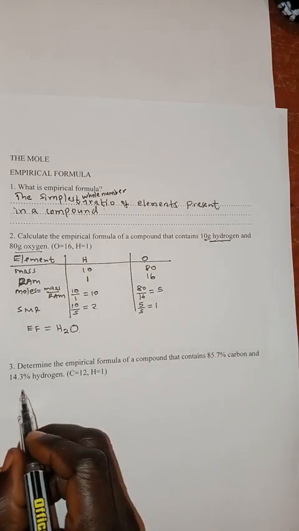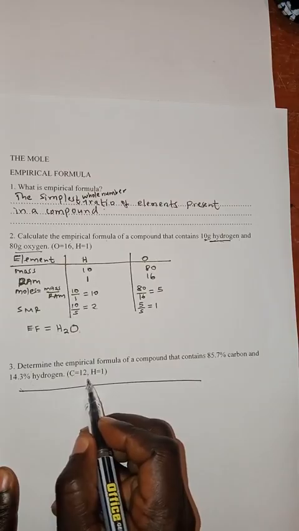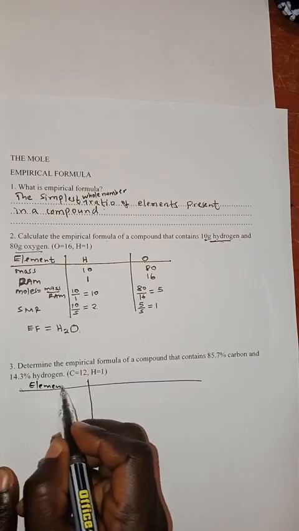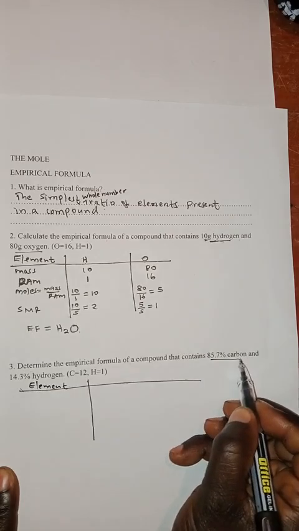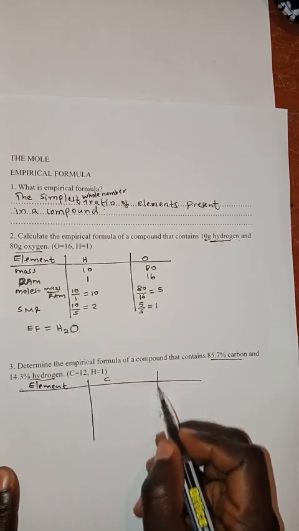So again, we come up with a table like this. We write here element. We have two elements. This compound contains two elements. The first one is carbon. The second one is hydrogen.